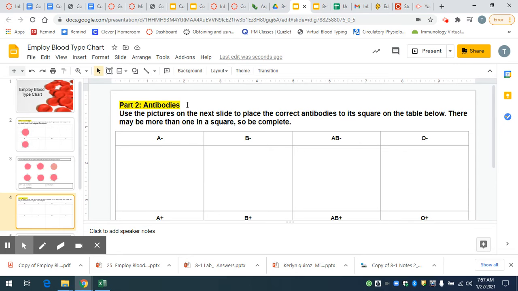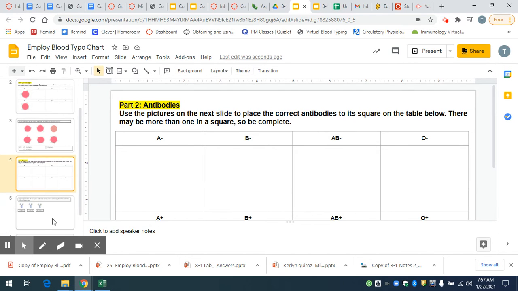Also, you have to remember that if you're Rh negative, you do have the antibodies. If you're Rh positive, you do not. So for A negative, we're going to be looking for an anti-B antibody because A's hate B. It's negative, so it will have the Rh antibody.